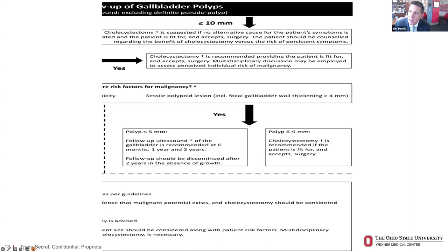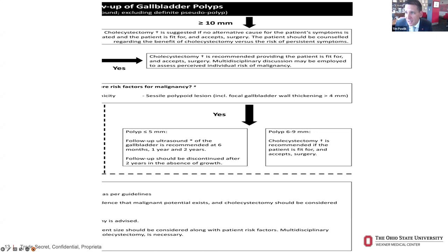And the reason for this is because the incidence of gallbladder cancer directly correlates with the size of the polyp. Specifically, the reported incidence of malignancy is about 8 to 10% in polyps that are 10 millimeters or larger, whereas it's only about 1 to 3% in polyps that are 6 to 9 millimeters. And if you look at the literature, the incidence of cancer in polyps less than 5 millimeters is less than 1%, really in the range of 0 to 0.5%.